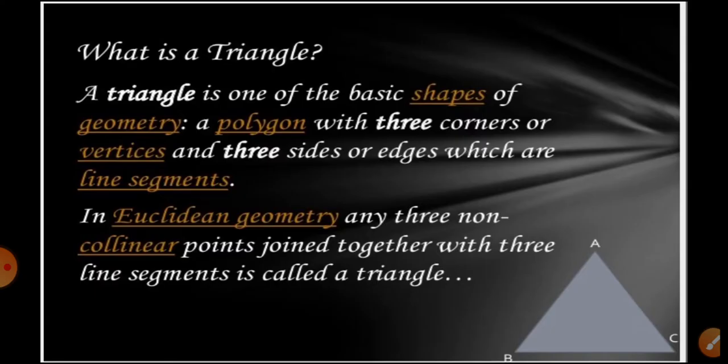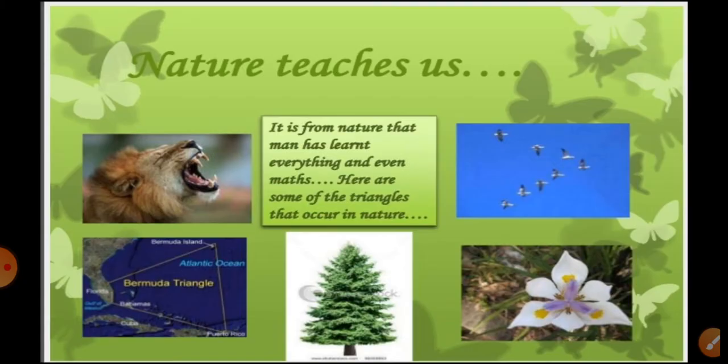What is a triangle? A triangle is one of the basic shapes of geometry. A polygon with 3 corners or vertices and 3 sides or edges which are line segments. In Euclidean geometry, any 3 non-collinear points joined together with 3 line segments is called a triangle.